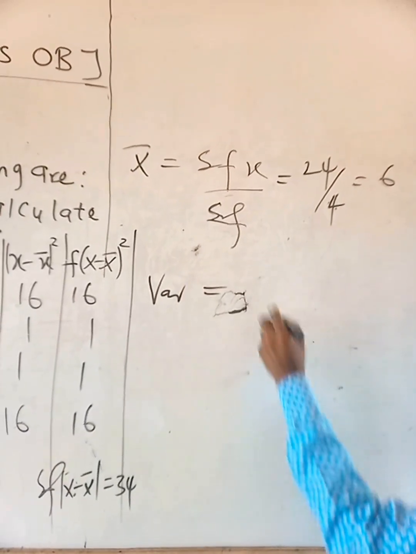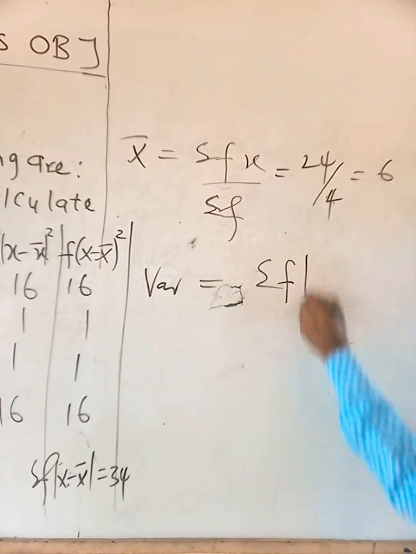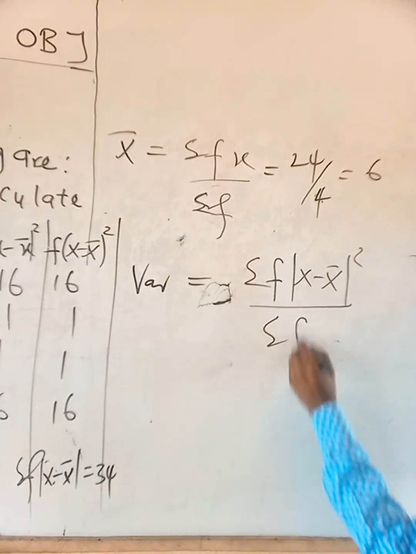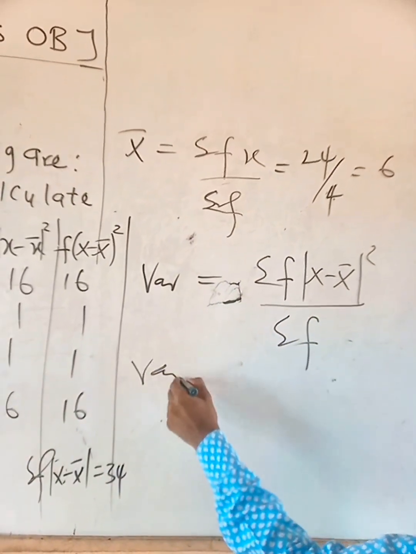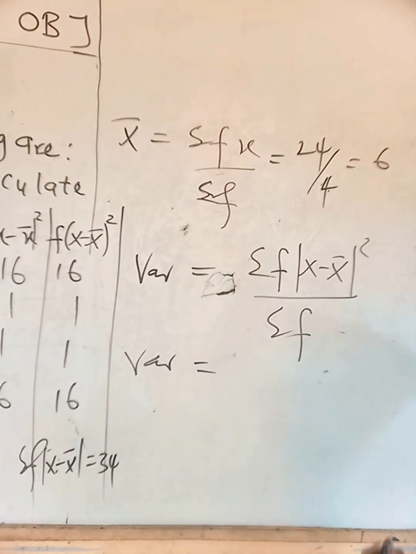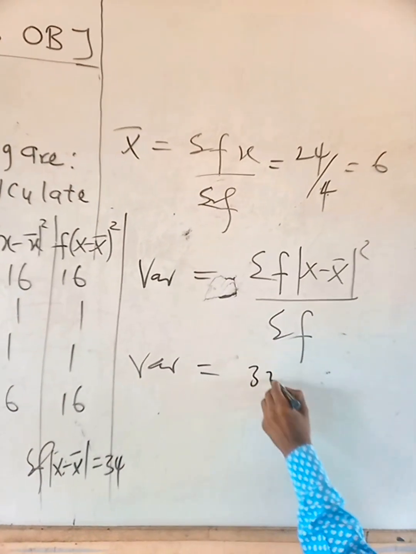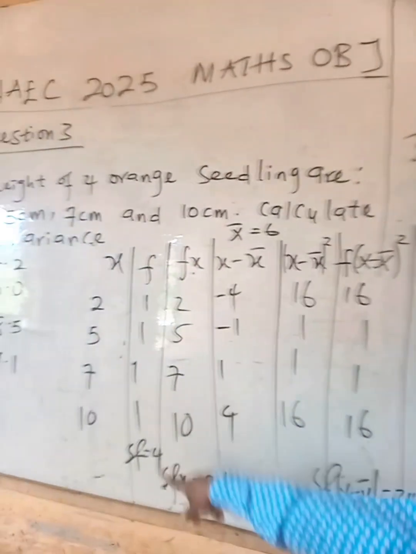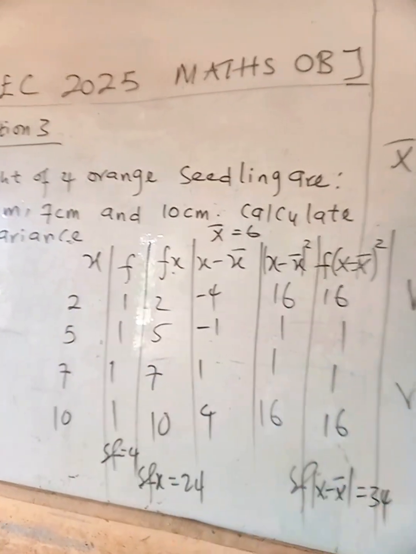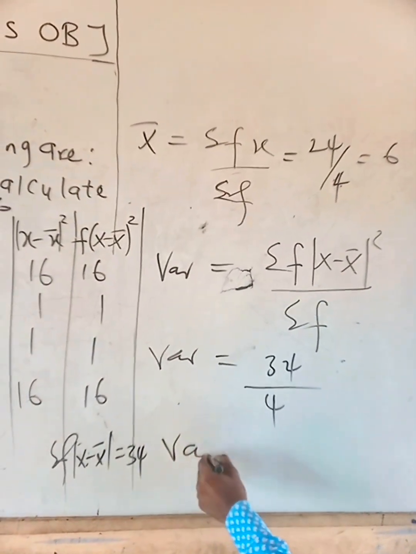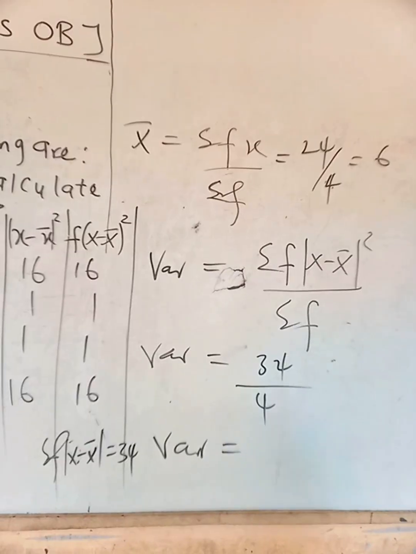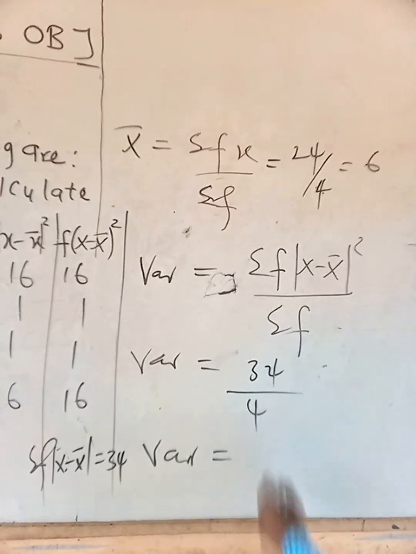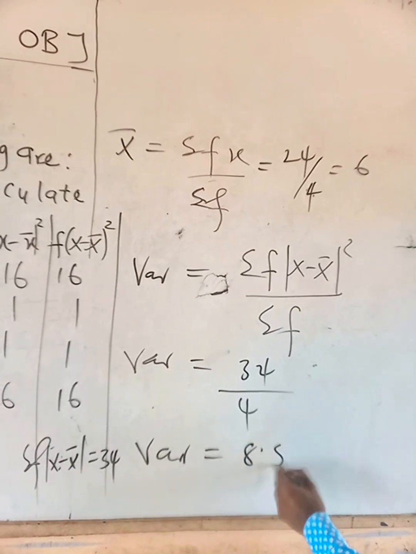So to calculate the variance, it is equal to summation f x minus x bar square over summation f. So the variance will be equal to summation f x minus x bar square, which is 34, divided by summation f, which is 4. So the variance is equal to 34 divided by 4. This gives 8.5.